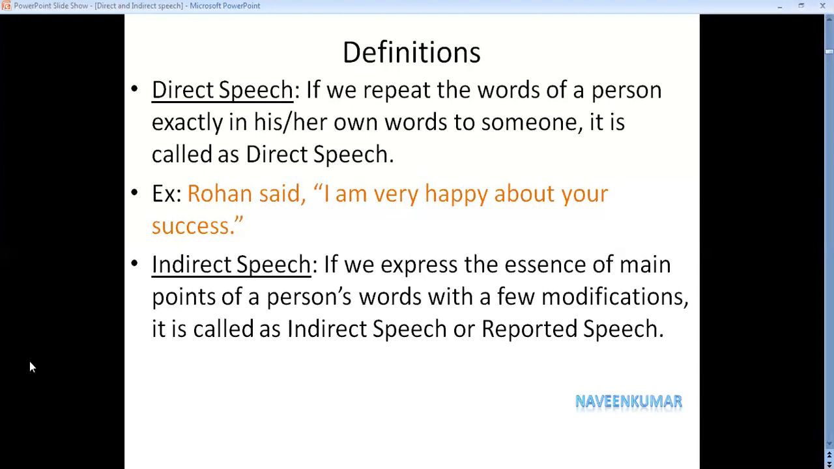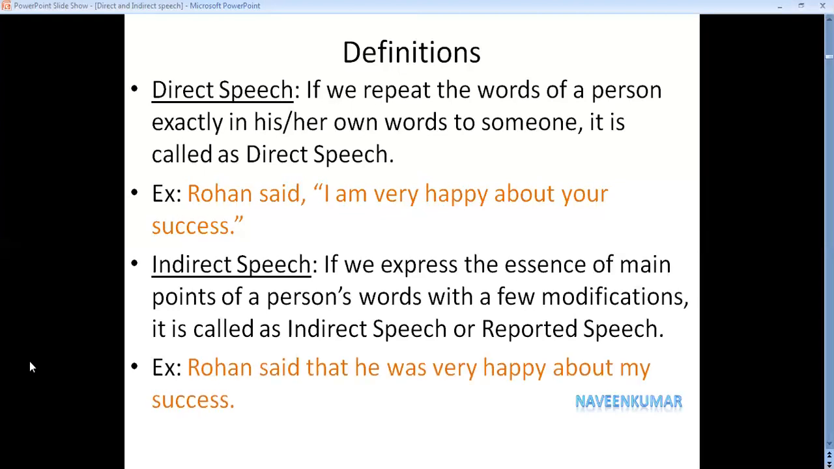So let's see the same example, how it changes into indirect speech. Rohan said, "I am very happy about your success." That's direct speech. And in indirect, Rohan said that he was very happy about my success. So the meaning is the same, but there are little modifications.